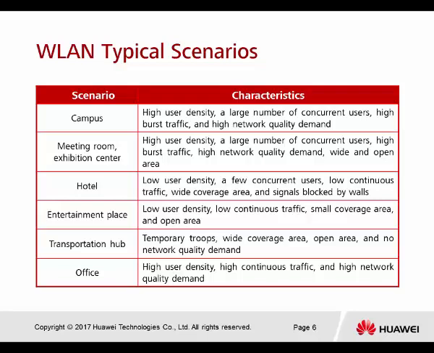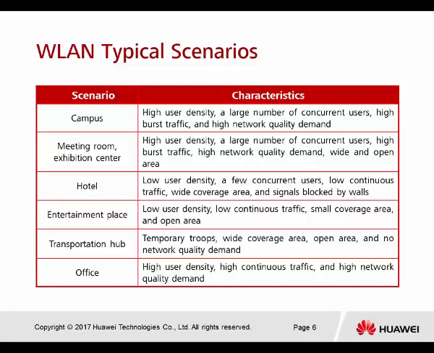For the campus scenario, there's high user density, a large number of concurrent users, high burst traffic, and high network quality demand. Okay, so this is what happens on the campus. Campus basically has a lot of users, and you would like to have high network quality.